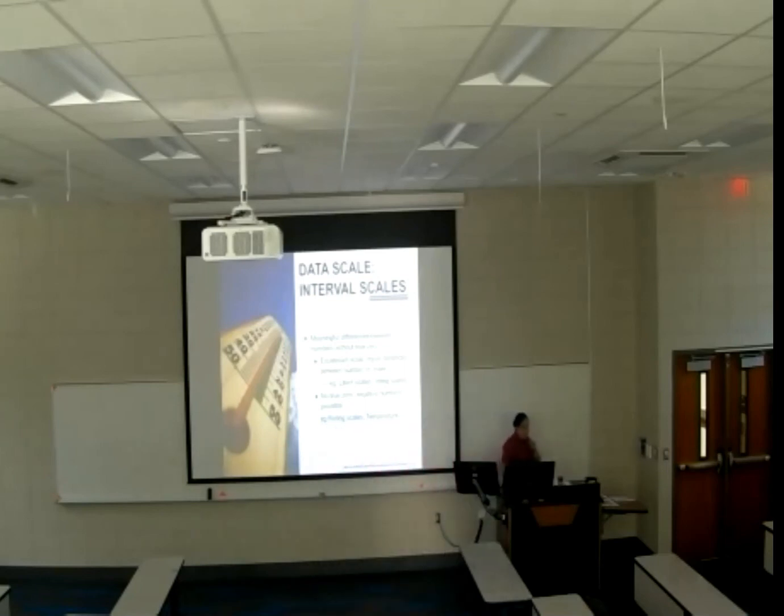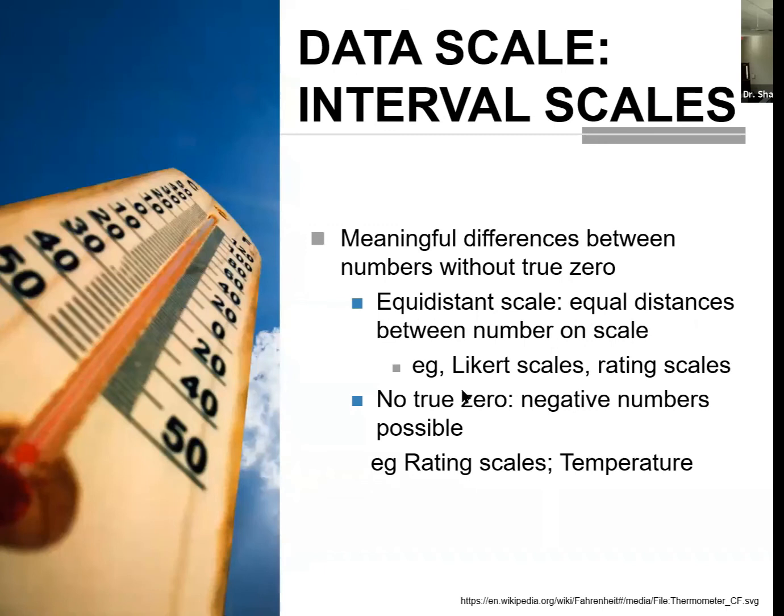Something that you're going to see often in the social sciences is the Likert scale. The common example of a Likert scale is strongly disagree, somewhat disagree, I'm neutral about this stance, and so on.